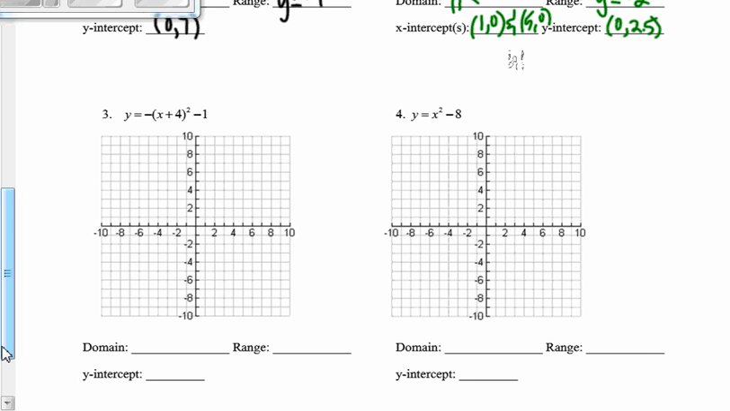We're going to make our table. And again, that parent function up there, that's what I'm always comparing it to. So even if I don't keep scrolling up and down, just know that's where I'm looking. So inside parentheses is x plus 4. So we are not going to do x plus 4. We're going to do x minus 4.